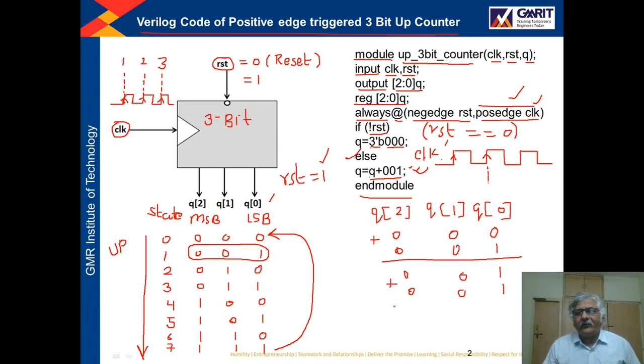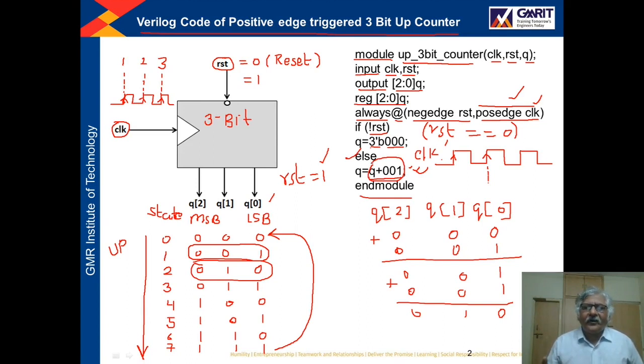Now the result is 010, and this value is assigned to Q. So now Q will become 010, and in this way the counter will reach state number 2. So wherever the positive edge of the clock comes, the always block is activated. Since RST is 1, Q is added with 001, and whatever new value we get will be assigned to Q, and that will be the next state.